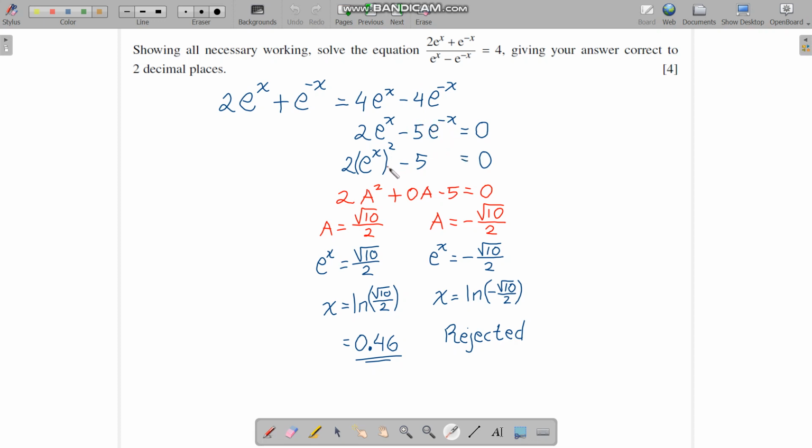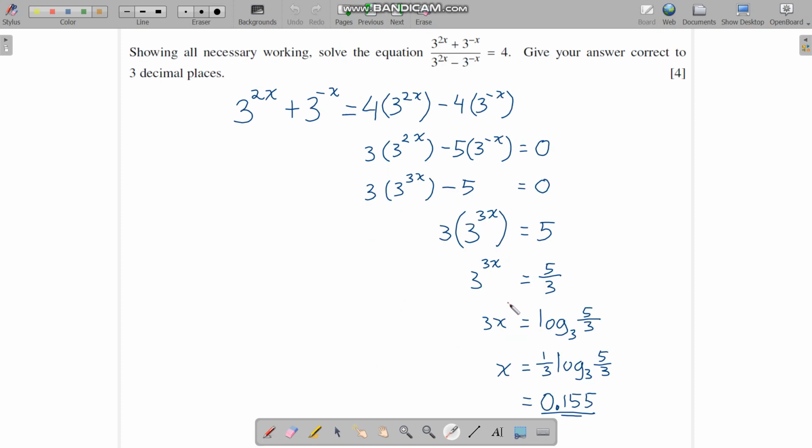We can multiply both sides by e to the x, so this becomes e to the x squared. This becomes just 1, or no need to write it down. And yeah, you can use the quadratic formula here. If you want to use the quadratic formula, this is what you get, and this is still e to the x. The x is therefore ln this. It cannot be negative, so this is rejected.